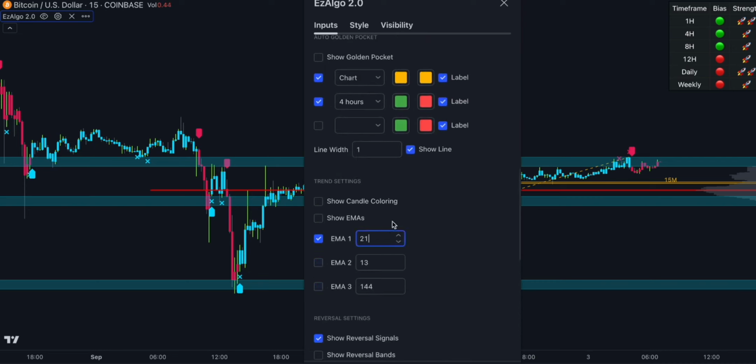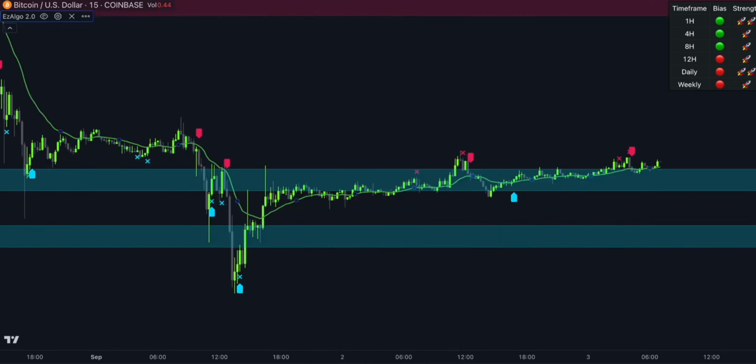That's it. Be sure to backtest and forward test this strategy before trading with real money. This way, you'll avoid unnecessary mistakes.